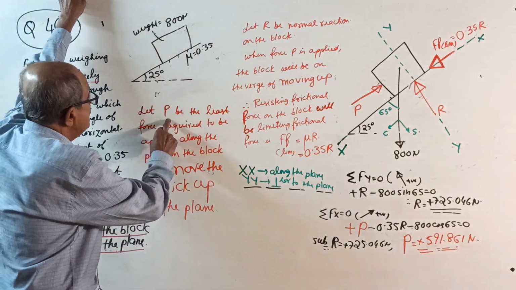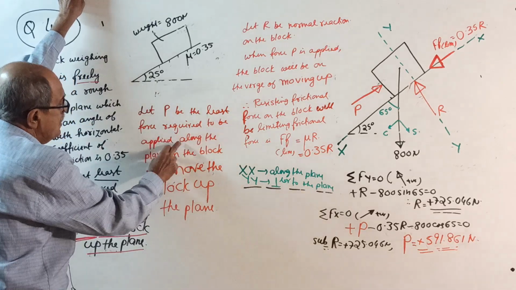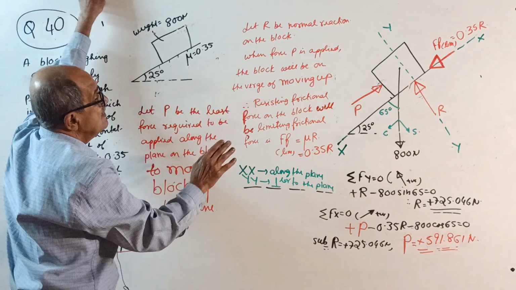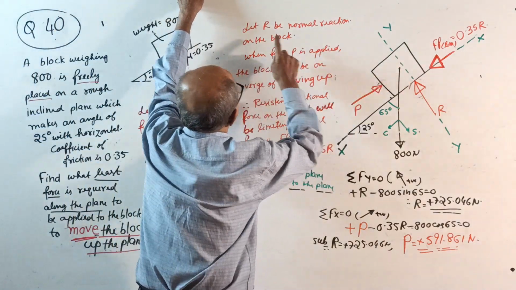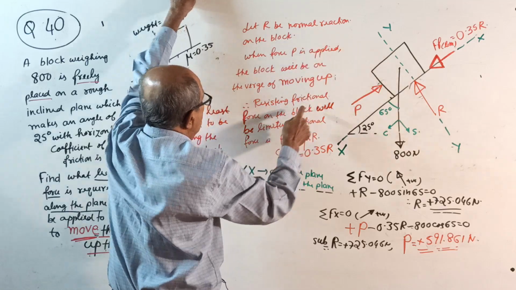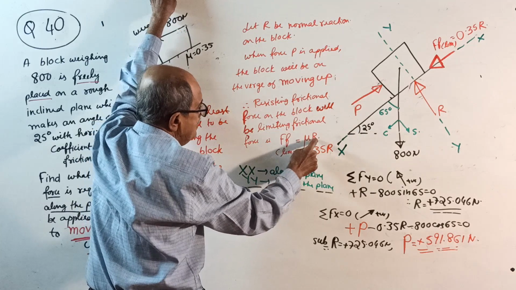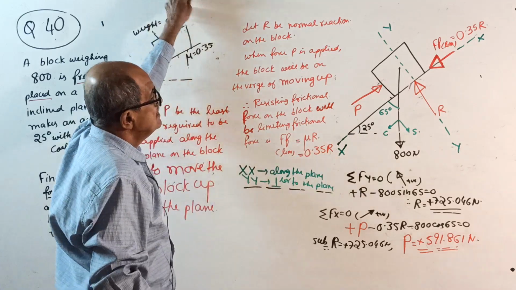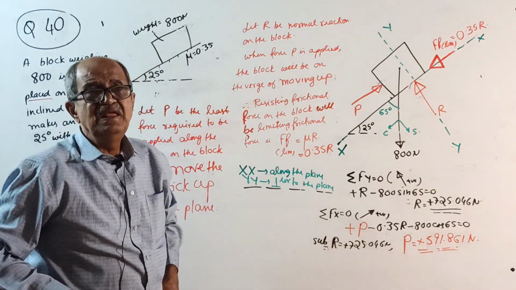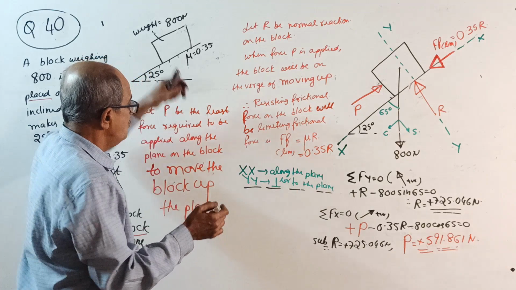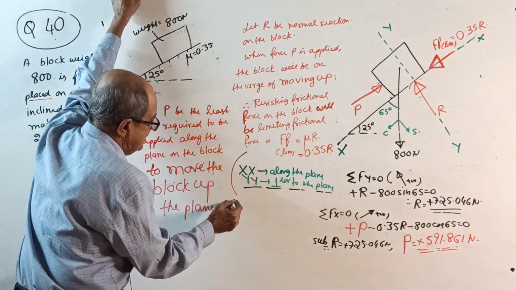Let P be the least force required to be applied along the plane on the block to move the block up the plane. Surely the force is like this. The rest is all the same now. The resisting frictional force on the block will be F limit equal to 0.35 R. Least force means it is on the verge of moving up. Now I make a very important statement here. You write here.